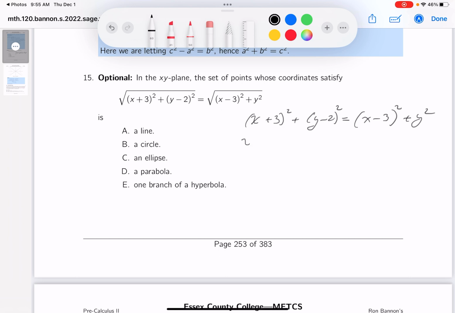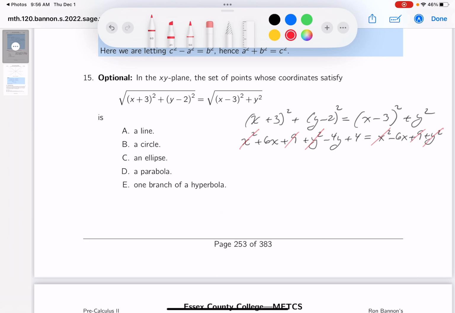What do you get? x squared plus 6x plus 9 plus y squared minus 4y plus 4 equals x squared minus 6x plus 9 plus y squared. A couple things I want to do here: I can subtract x squared from both sides, and that looks relatively simple, it just disappears. I could also subtract y squared from both sides, and that disappears. I could subtract 9 from both sides, and that disappears. All right?